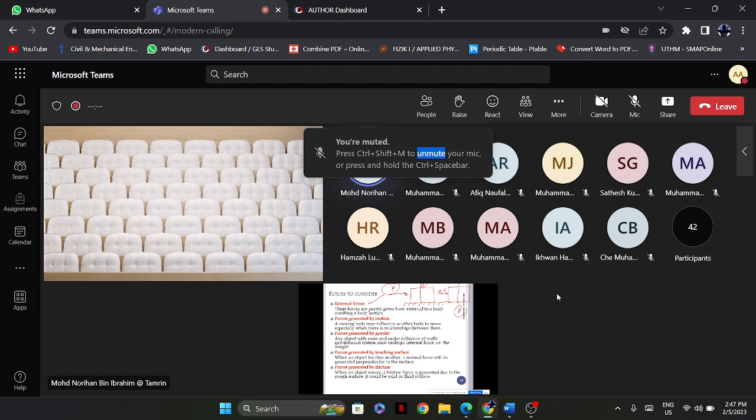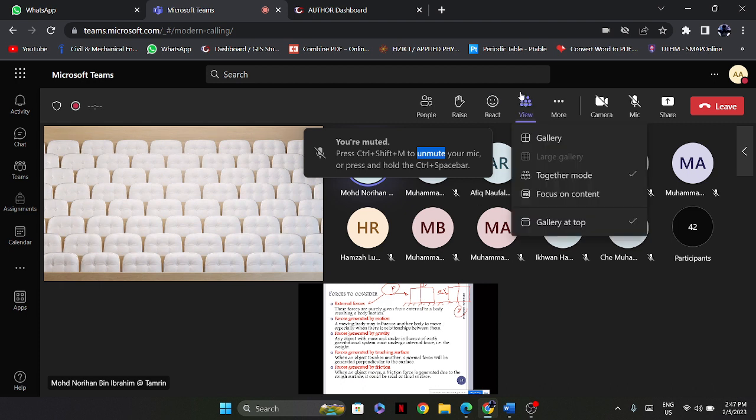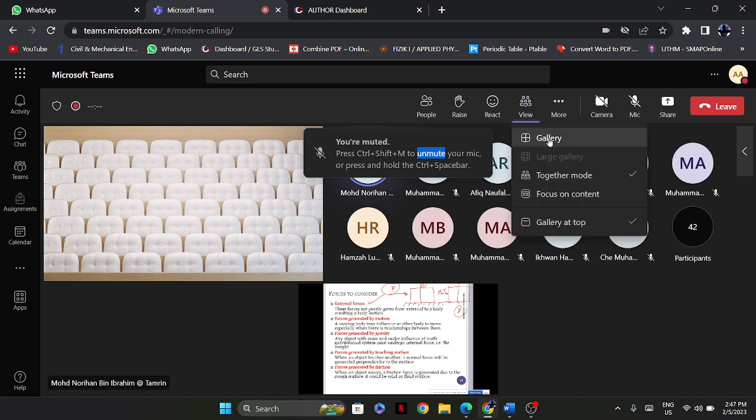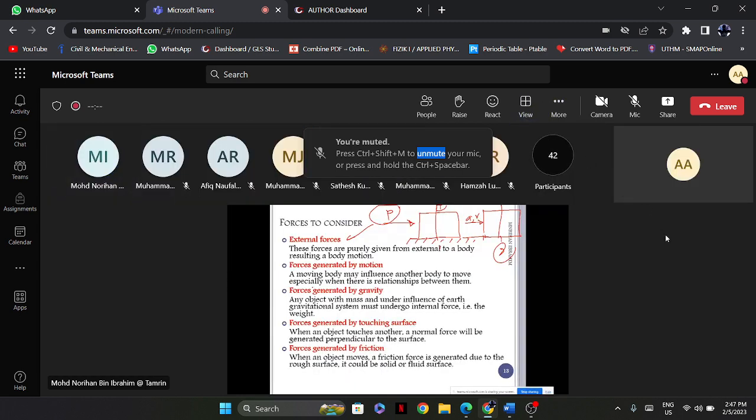The next is force generated by motions. A moving body may influence another body to move, especially when there is a relationship between them. So we're going to have a look at an example of this force which is generated by motions.